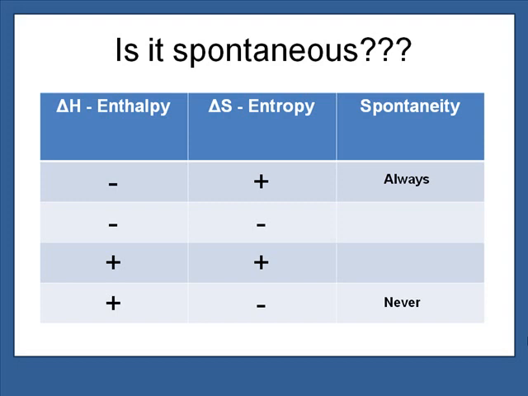Then we have the conflicting scenarios. If we have a negative enthalpy, that should give us a spontaneous process, but if we couple that with a decrease in the disorder, which is unfavored, we're not sure. Same thing with positive enthalpy and positive entropy. They are kind of competing interests here, so sometimes they'll be spontaneous.